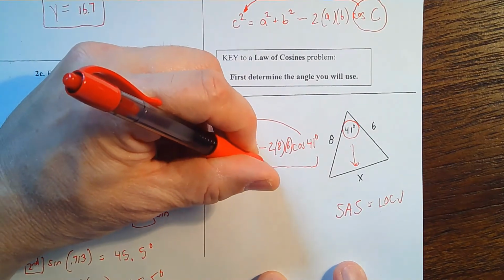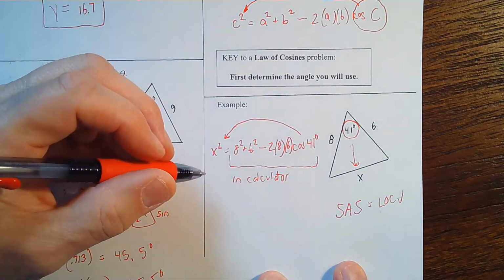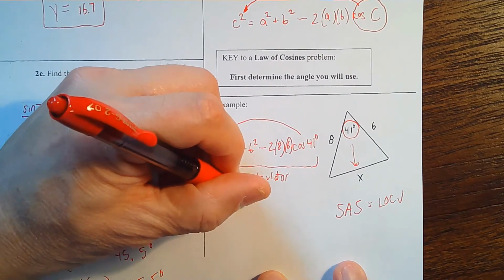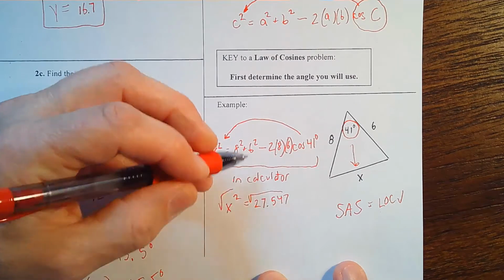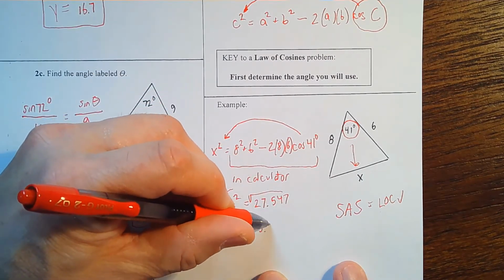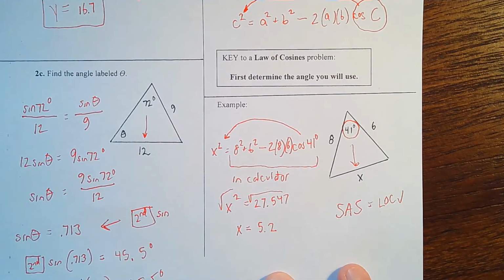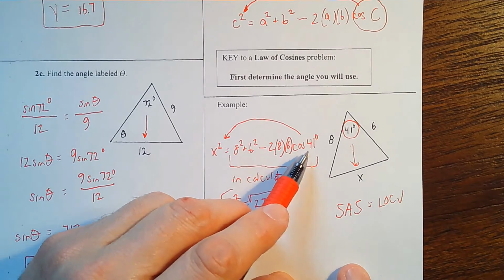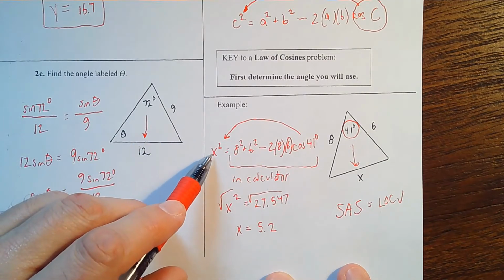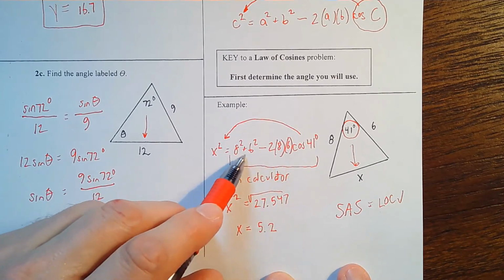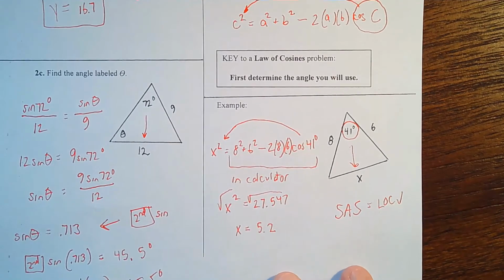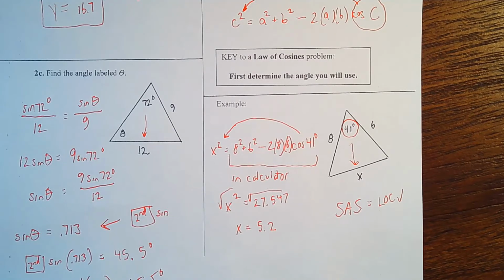You don't have to do it in pieces. And we're going to get x squared equals 27.547. And when we take the square root of both sides, we get x equals 5.2 rounded. And the important thing here is that you know which angle you're going to work with first. And I repeat, the side that's opposite it is going to be alone on the other side of the equal sign. And the other two sides, the 8 and the 6, it doesn't matter which one you put first here. They're interchangeable.